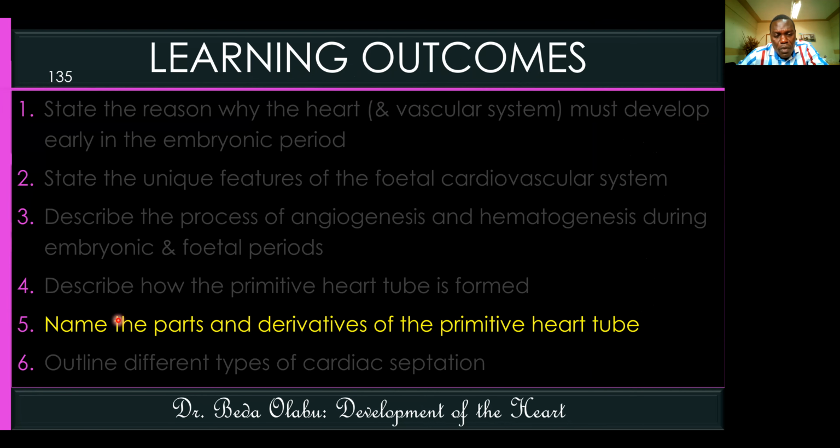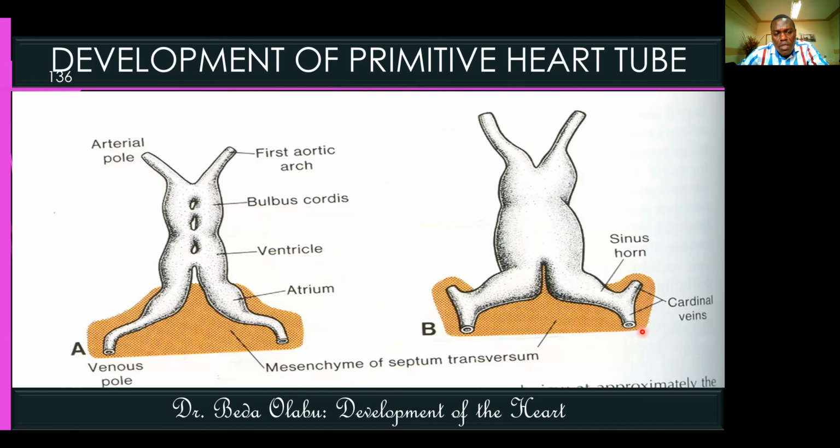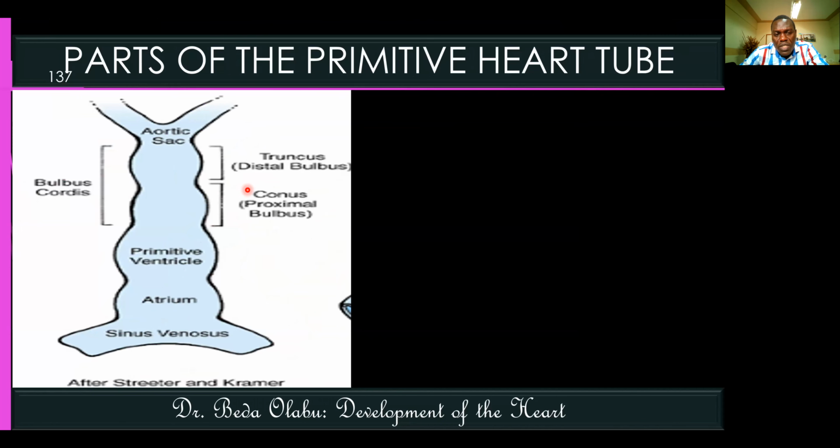Okay, what are the parts and derivatives of the primitive heart tube? So this is the primitive heart tube still, the right and the left endocardial tube coming together to form the primitive heart tube. This primitive heart tube develops some chambers which are in series. You realize it's one lumen at this point in time. It develops some chambers which are in series.